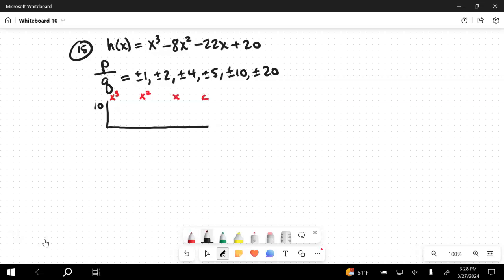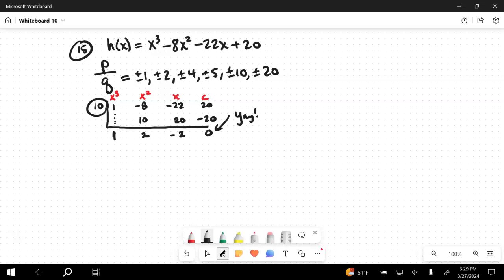Okay, the coefficient for the third degree term is a 1. The coefficient on the second degree term is a negative 8. On the plain x term is a negative 22, and our constant is 20. I'm going to bring the 1 down. Then we're going to multiply, add down. We're going to multiply, add down. We're going to multiply and add down. Well, that was cool. Found one.